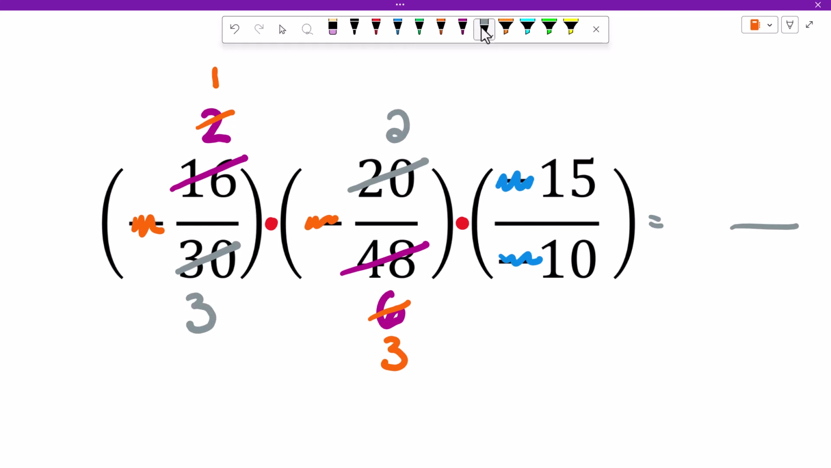Anything else? Evan? How do we go about that? 15 divided by 2 and 10 divided by 2. Nope, 2 does not fit into 15. There, 5 does, yes. That's the one I was looking for. Okay, good.